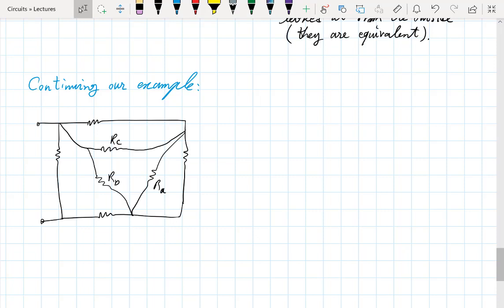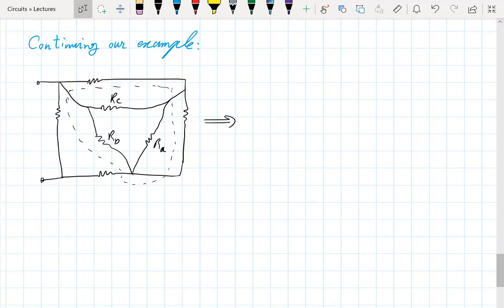So notice what I have done. Maybe it's better if I extend this wire a little bit like this. So I have put the box like this. This is the same box that I had. I had my Y shape in, and I have replaced that Y shape with this delta shape. So as far as the outside is concerned, I can do that replacement, and the rest of the circuit wouldn't know.